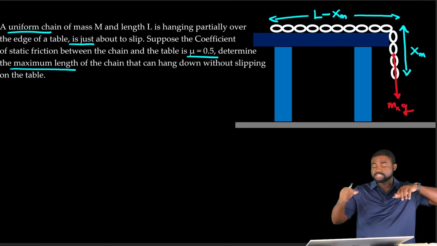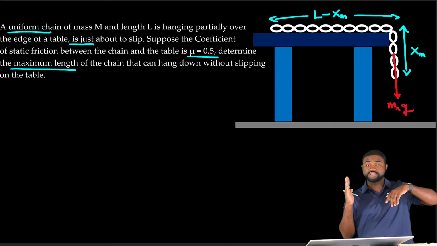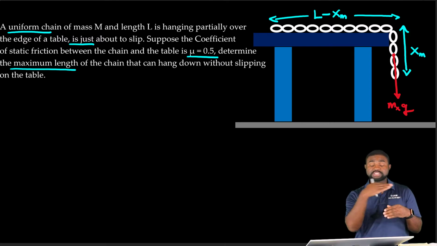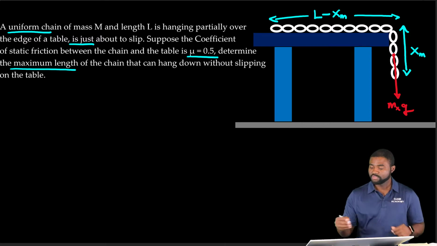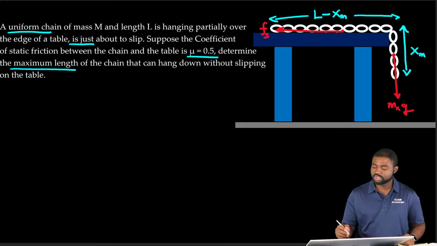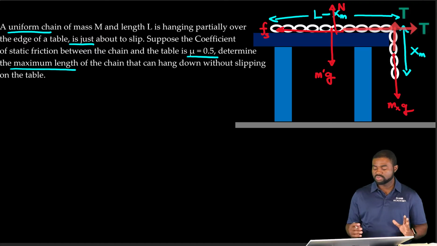Now, the portion of the chain lying on the table is about to slip to the right, which means that the force acting to the right is the weight of the portion of the chain hanging over the edge, which is pulling the chain to the right. Now, if the chain is not slipping, it means that there is an opposing force. The static friction is acting to the left. I'm going to call this F of S. Keep in mind that the weight of this portion, I'm going to call this M prime G, and there is a normal force acting upward. I'm going to call this N. So this is quite beautiful.